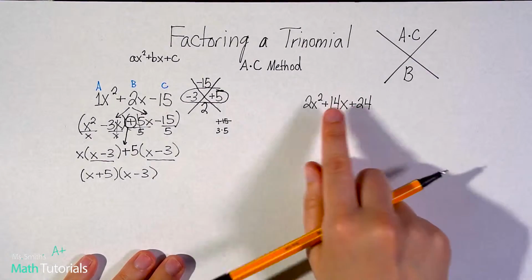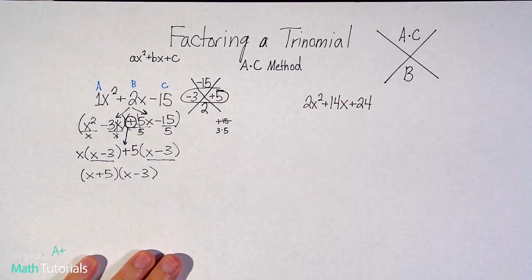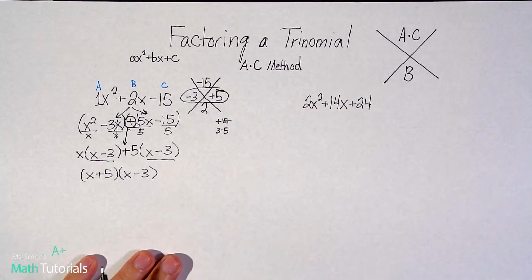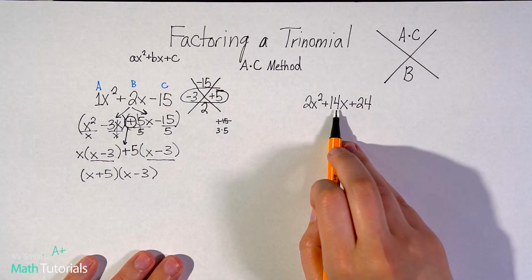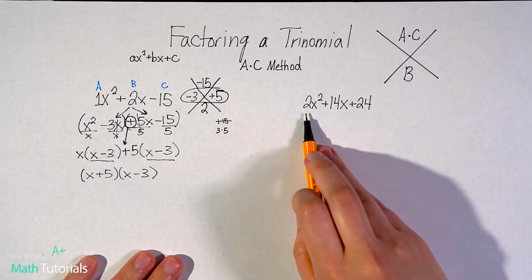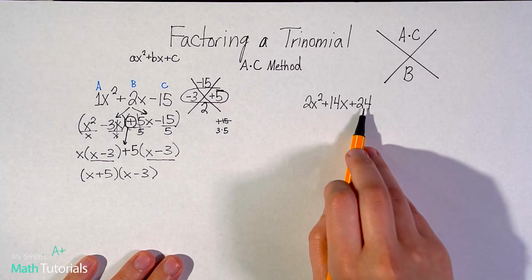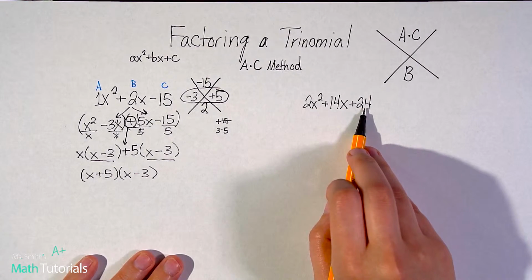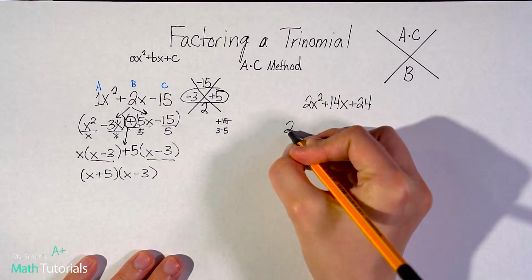So again, when factoring a trinomial, we ask ourselves, do we have a GCF? That is always your first question. Do I have a GCF that I could go ahead and pull out? So let's see, I've got 2, 14, and 24. Well, I know 2 goes into 2. Does 2 go into 14? Yeah. Does 2 go into 24? Yeah. So I can actually go ahead and factor out a 2.